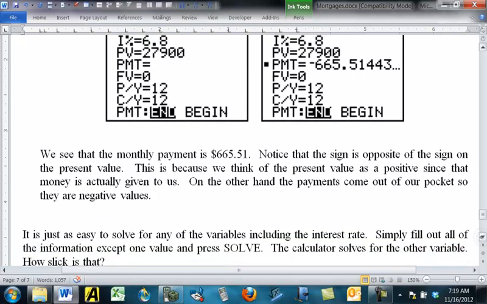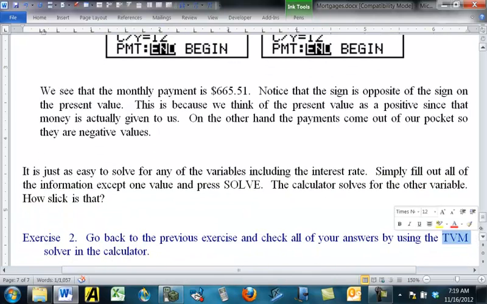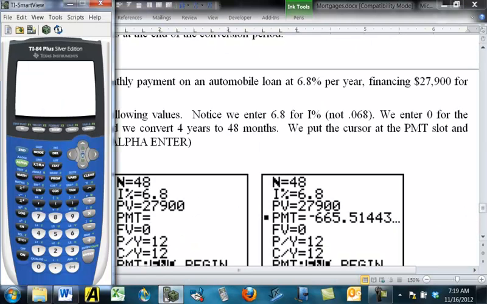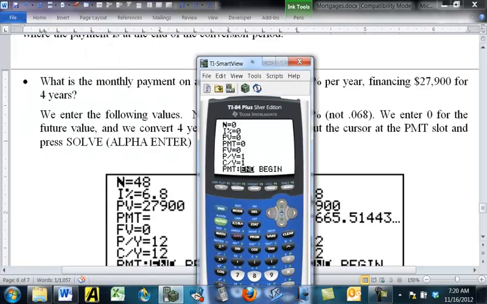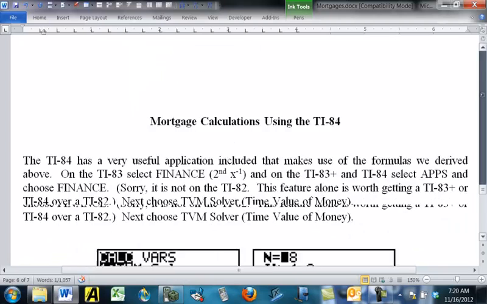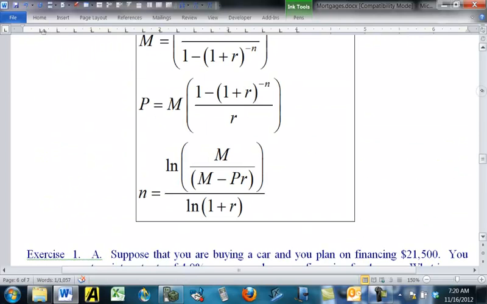And you can just as easily solve for any one. Okay, so let me pull this up and show you. That's apps, and it's the very first one, finance, at least on mine it's the first one. And TVM solver, so we hit enter. And let's go back and work a couple of the problems up earlier using this here.